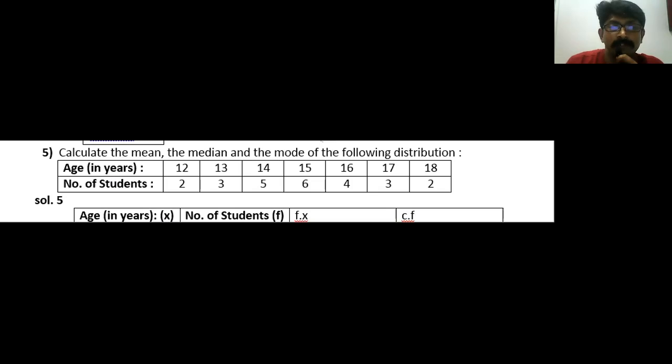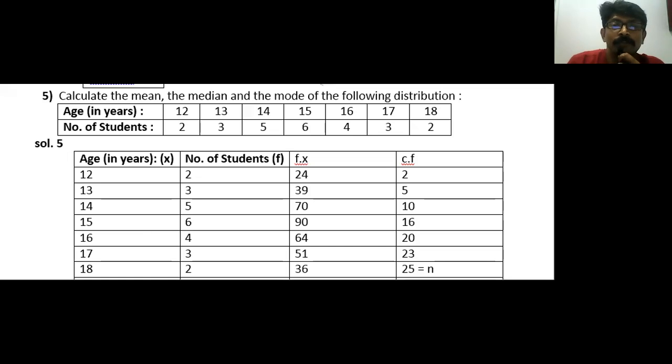So I converted this table quickly in front of you. See, this first row became the first column: 12, 13, 14, 15, 16, 17, 18. Got it? Now the second row, that is 2, 3, 5, 6, 4, 3, 2, I have converted as frequency over here, the second column. And now what is this fx? We multiply. 12 2s are 24, 13 3s are 39, 14 5s are 70, 15 6s are 90, 16 4s are 64, 17 3s are 51, 18 2s are 36, isn't it?